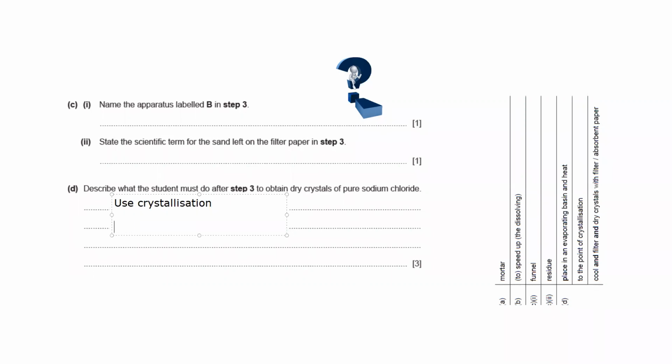Heat and concentrate the solution. Decanting cannot be used. Why can decanting not be used? Because this is a salt solution. A salt solution cannot be decanted, as it is a soluble salt. If it was insoluble, then decanting can be used.